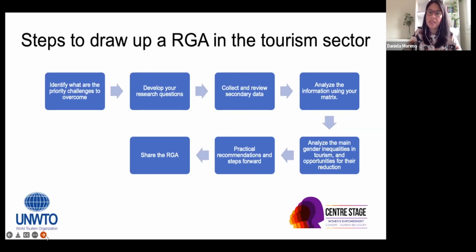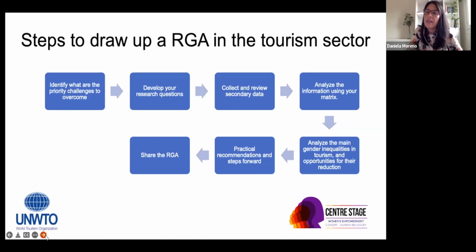Then the third step is the collection and review of secondary data. I'm not including primary data. Why? Because rapid gender assessments are most of the time carried out taking into account only secondary data. This means that you can review assessments, policy documents, articles, books, and maybe, if you want, you can make some consultation with key stakeholders to have a better view of the challenge, and to be sure that your research questions are the best ones for the rapid gender assessment.